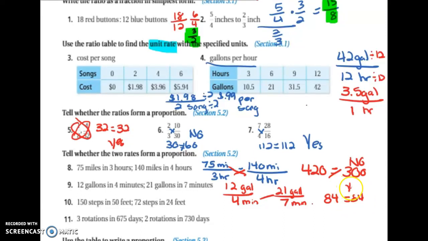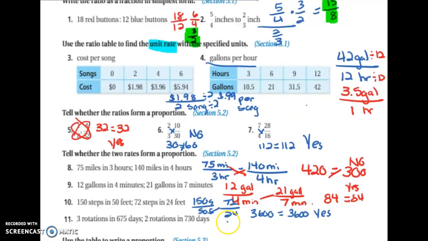So the answer for 9 would be yes. For 10, 150 steps, 50 feet, 72, 24, 50 times 72 is 3,600. And then 150 times 24 is also 3,600. So answer for 10 is yes.